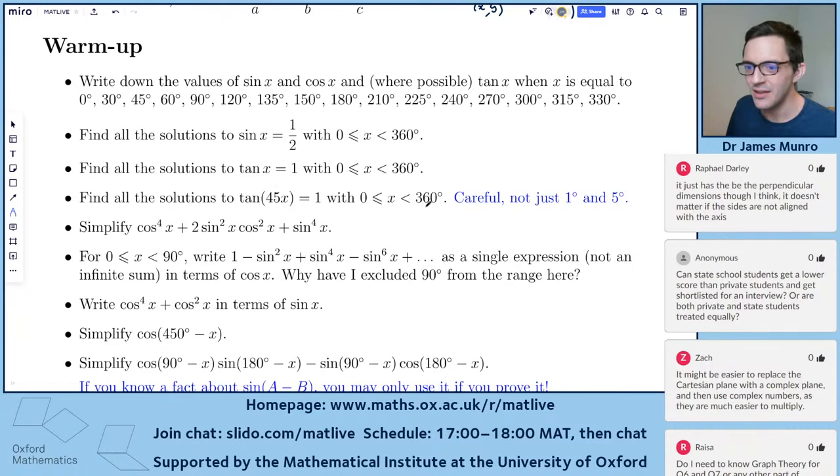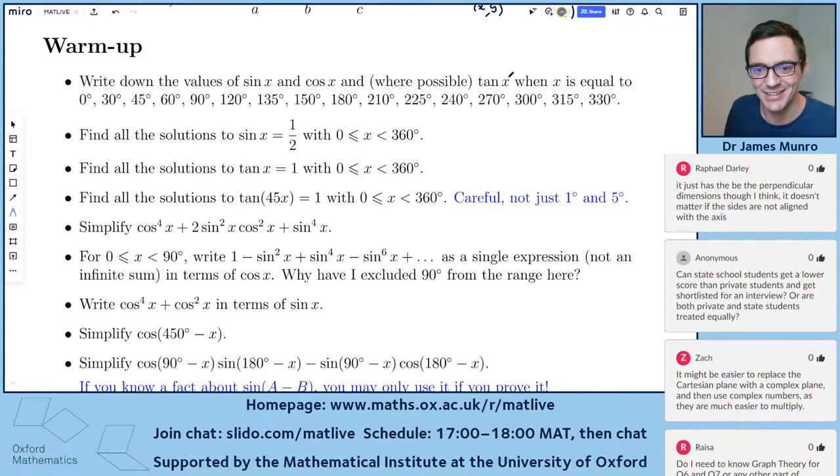I tried to write down, for this warm-up question, all of the values between 0 and 360 where you could work out sine, cosine, and tan just by drawing little triangles, or just by knowing the values at different points.